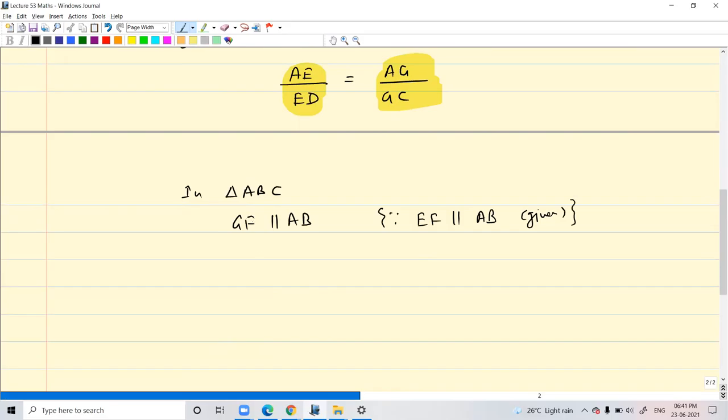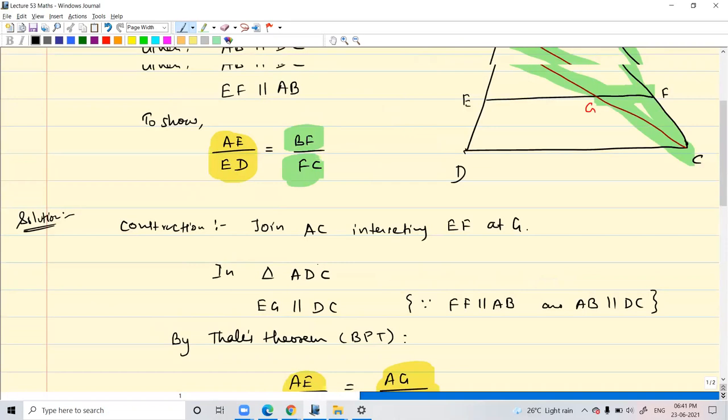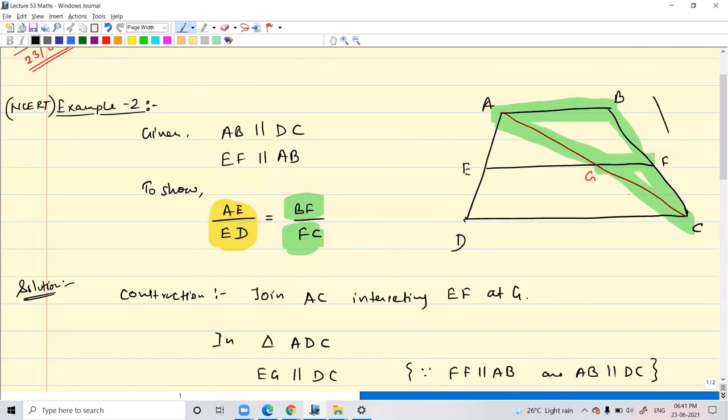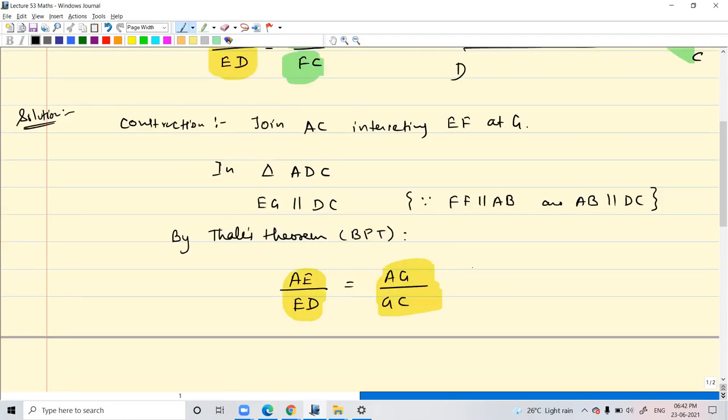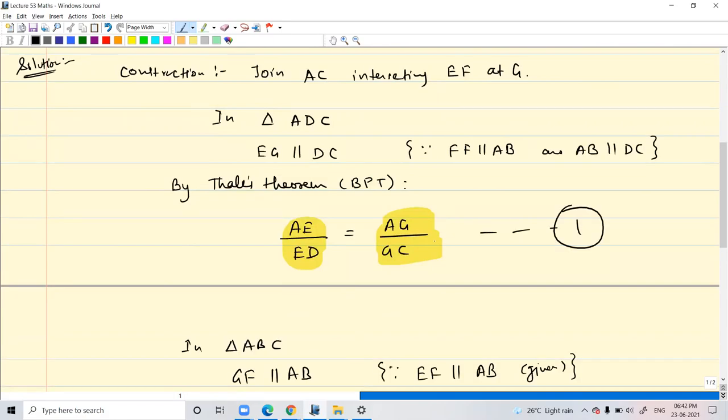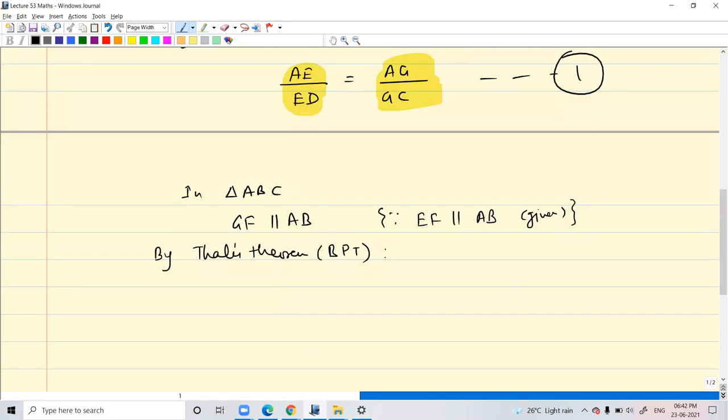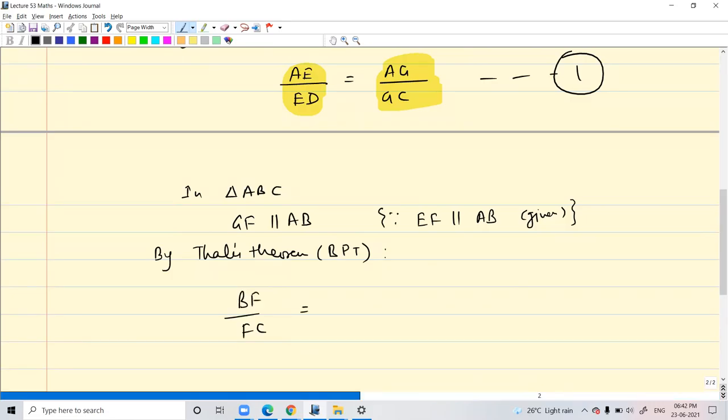Why? Because EF is given to be parallel to AB. It's given. And if GF is parallel to AB, then by Thales theorem or by BPT, whatever you want to write, write it. Tell me, what should I do? I need the ratio BF by FC. So what will that be equal to? BF by FC is equal to AG by GC. You see that? AG by GC.